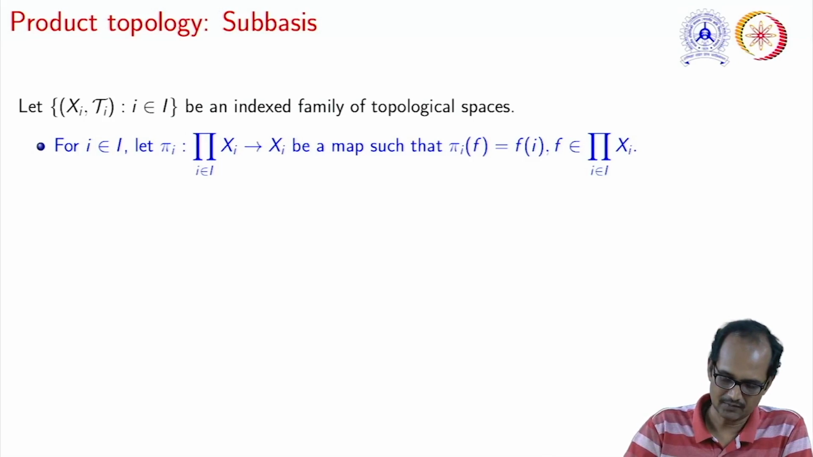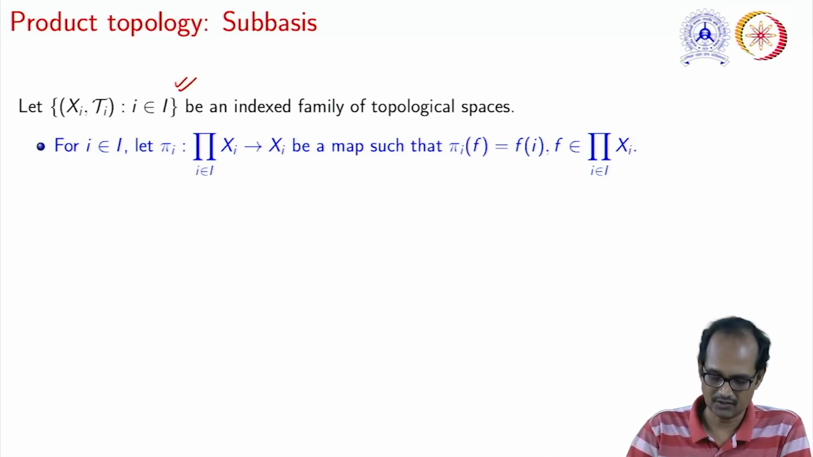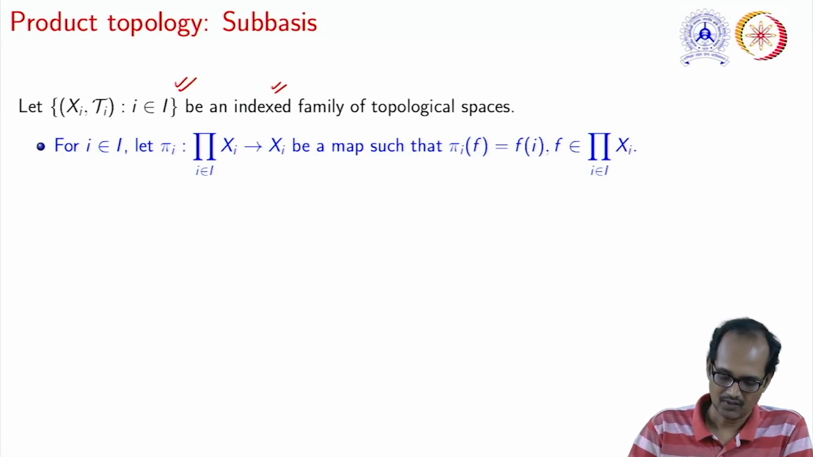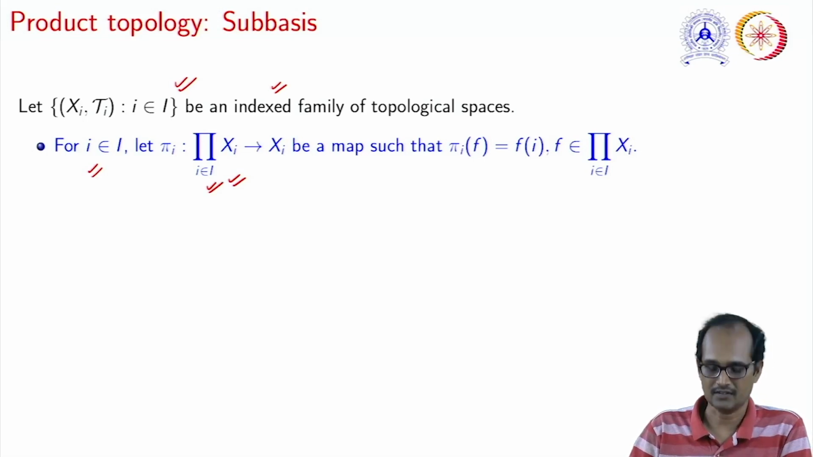Let us take a family of topological spaces, indexed by a set I. Then for each i belongs to I, we define the projection map pi_i from the product of sets Xi to Xi, which is a map defined as pi_i(f) equals f(i), where f belongs to the product of sets.